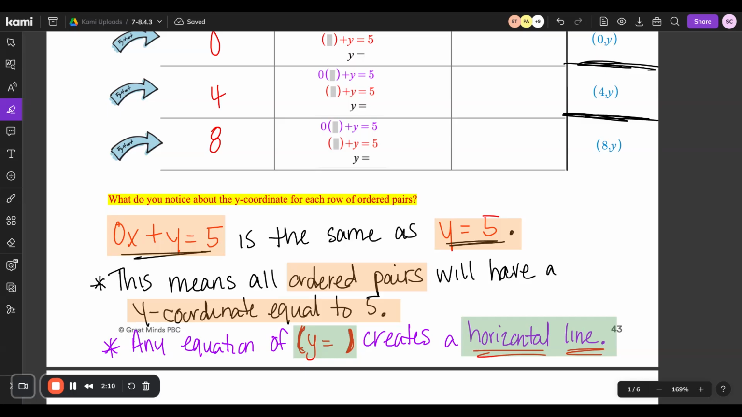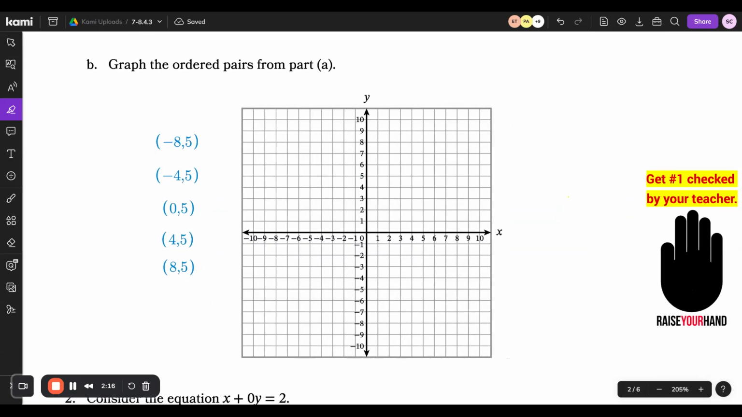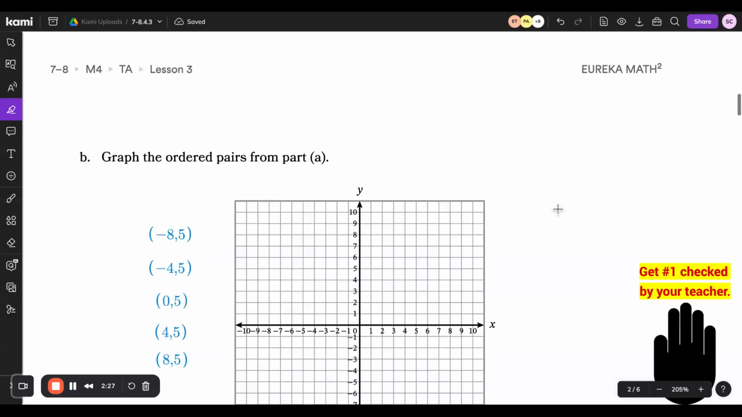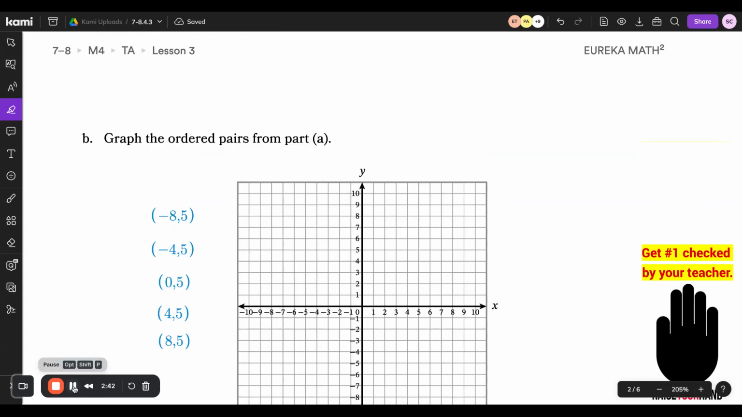And we're actually going to see on the next page what that looks like. So you should have already filled in the table, and these are actually the rest of the ordered pairs that you should have. So this is all 5 of your ordered pairs, and you are going to plot each of these ordered pairs on the coordinate plane. And then what we said here, we said any equation of y equals 5 is going to create a horizontal line. You should see a horizontal line when you graph all 5 of these points. And then I want you to notice where on the x-axis all of these lines cut through, okay? So you're going to have a horizontal line, and you want to look at what axis it actually cuts through. So -8, 5, -4, 5, and so on.